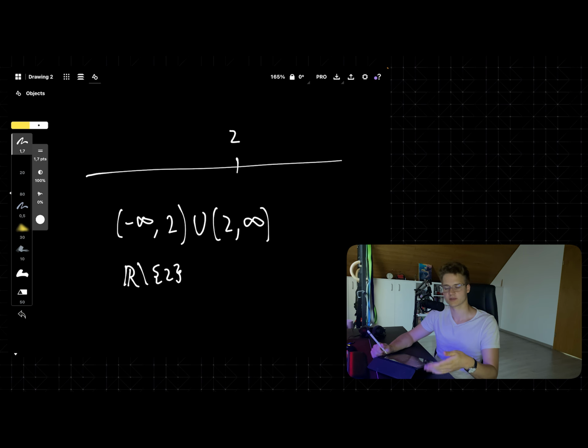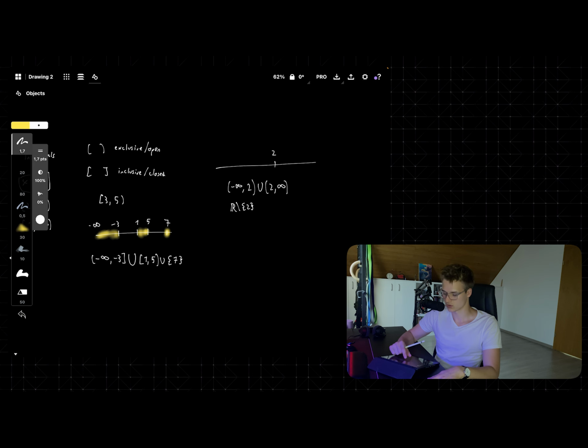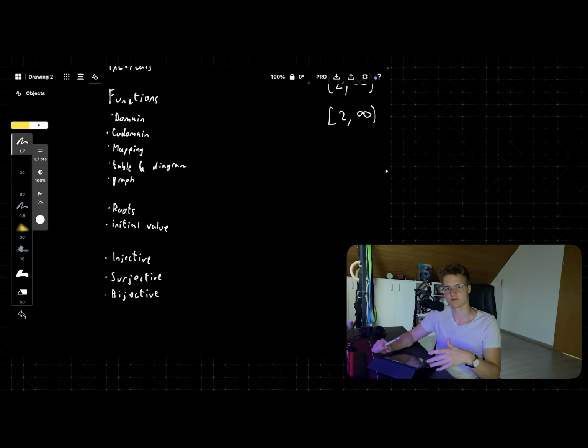You can also do that. And that is everything you really need to know about intervals, or open, closed, half open, half closed. Now we can move on to actual functions. So functions. What is a function?